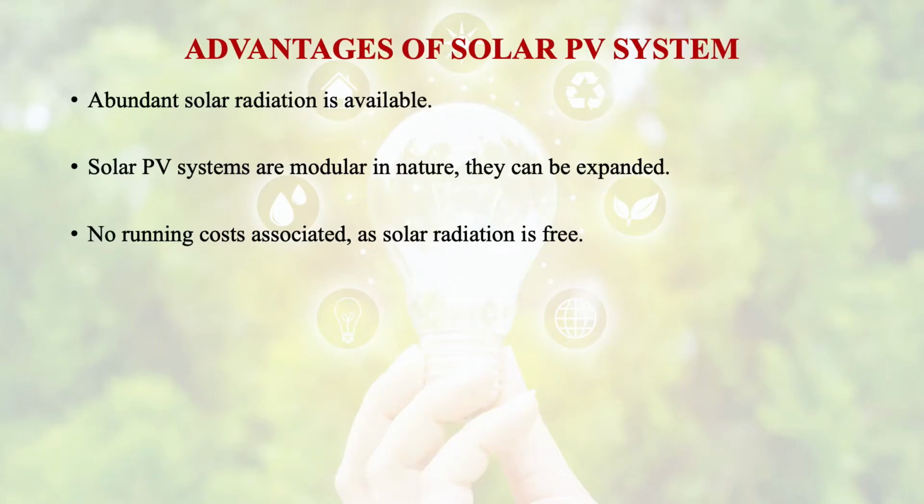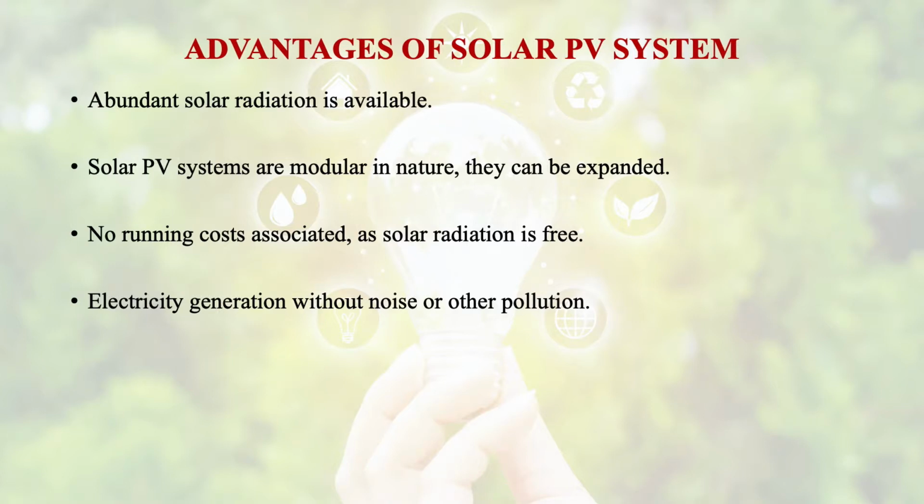Then there are no running costs associated with the solar photovoltaic system, because the main fuel for the solar plant, which is the solar radiation, is free of cost. This is the clean source of energy that is obtained from the sun. So this is the best advantage of the solar PV system. Then electricity is generated by solar cells without noise or pollution. That's why it is called a clean energy source.